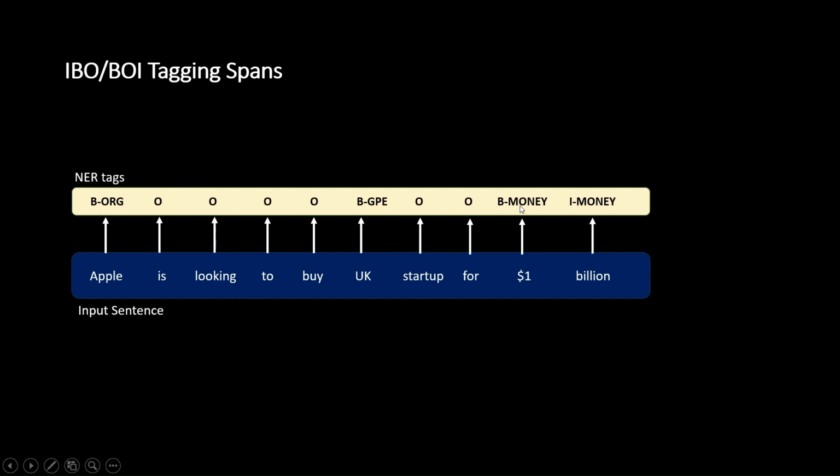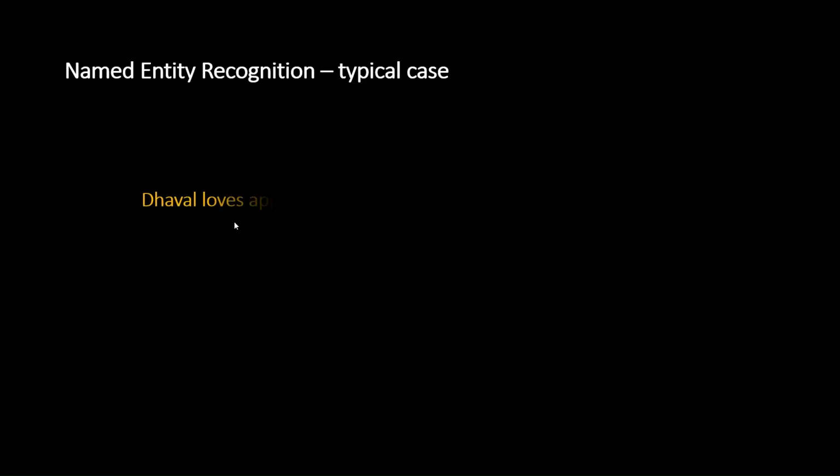This is the beginning of the monetary span, so it's been assigned the label B-MONEY. The next one comes as I-MONEY, inside. This is how the IOB tagging, which spans across words, can be done. If you look at all the remaining tokens, they have been assigned the tag O. This is outside of a span, which indicates that the token belongs to no entity or chunk. Let's look at a typical example of NER.